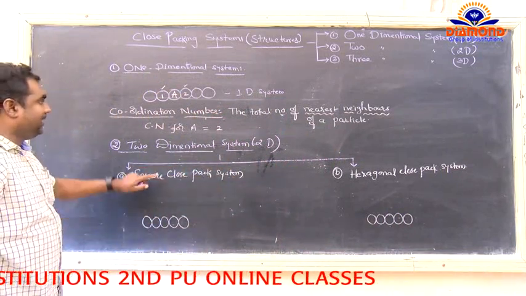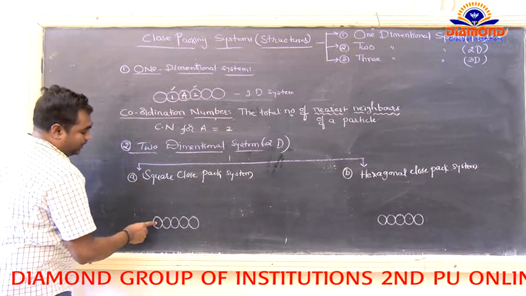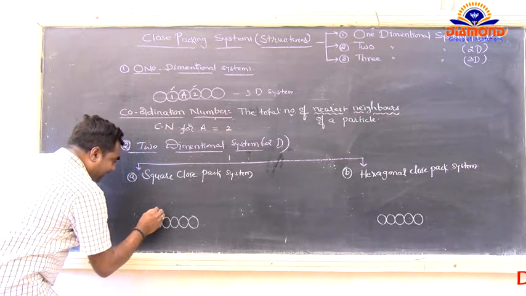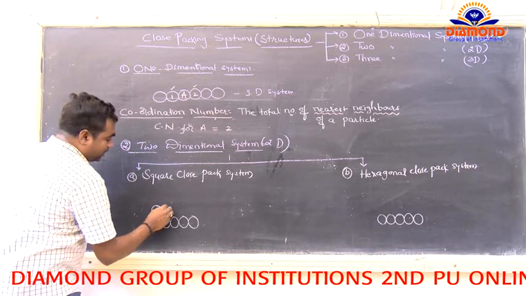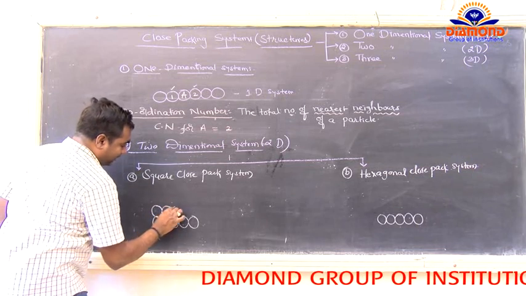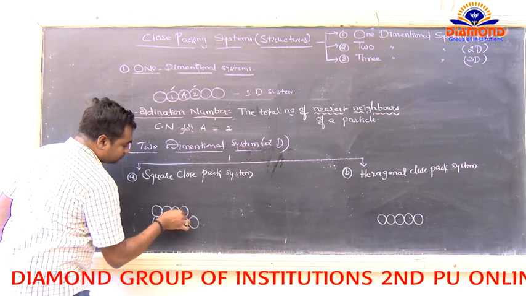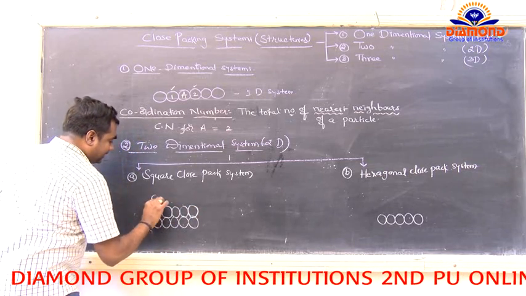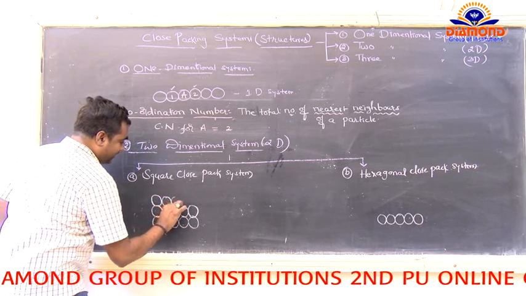So by using 1D, the atoms are arranged like this. Here is the atom. Now exactly above this atom, we have to place another atom, and the next atom exactly above that. This type of arrangement is known as the sphere close pack.